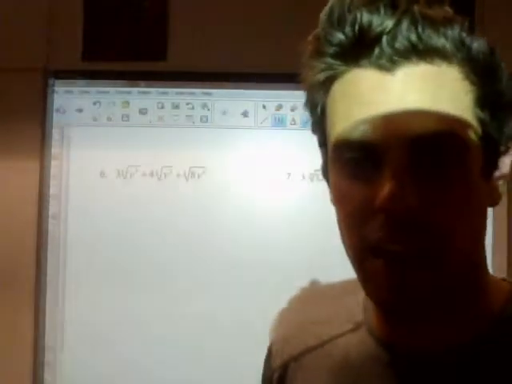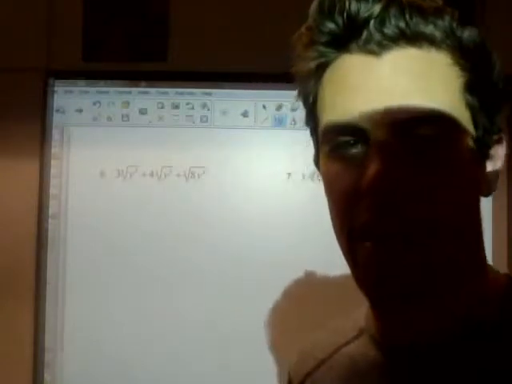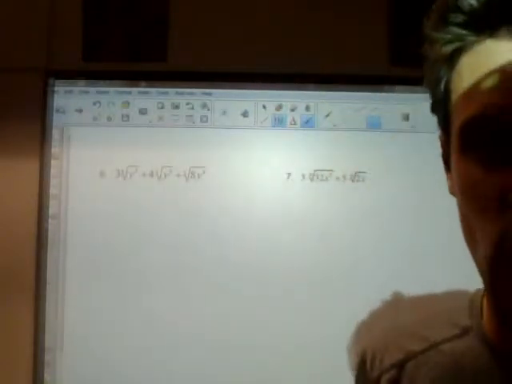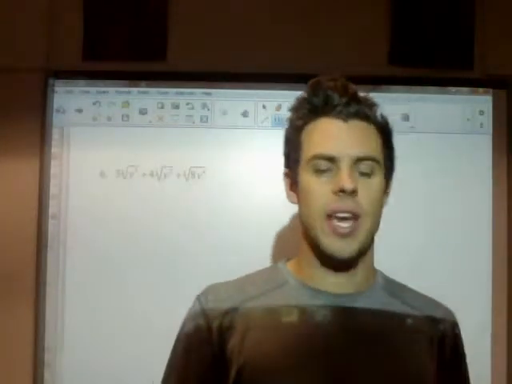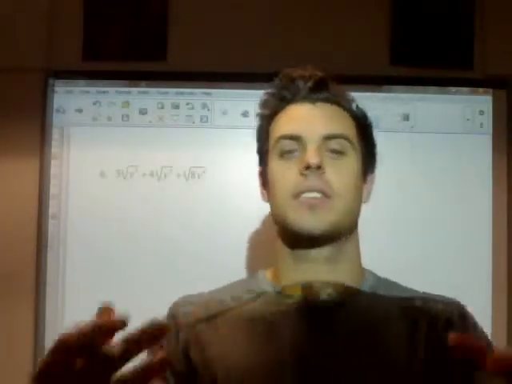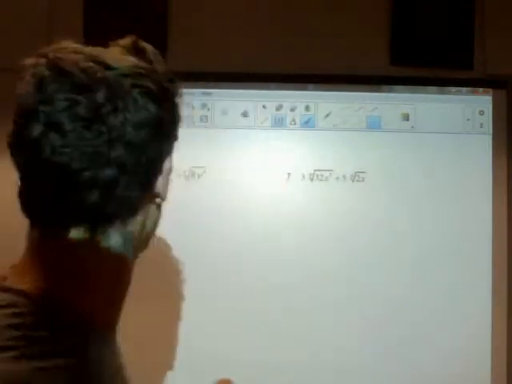All right, number 6. I'd like to add these together right away, but my insides aren't the same. I've got a y to the 5th, a y squared, and 8y to the 6th. I can't add those together until everything on the inside is the same. So let's fix the inside, see what we can do.